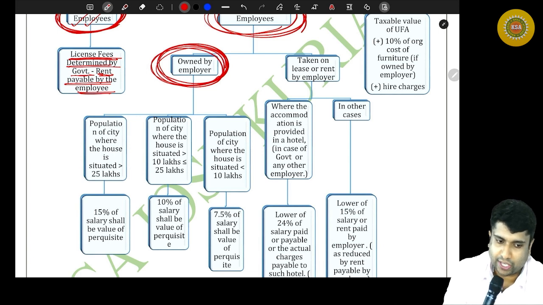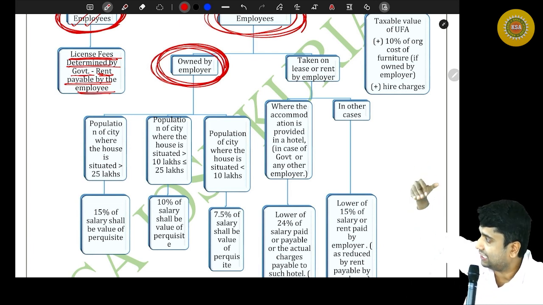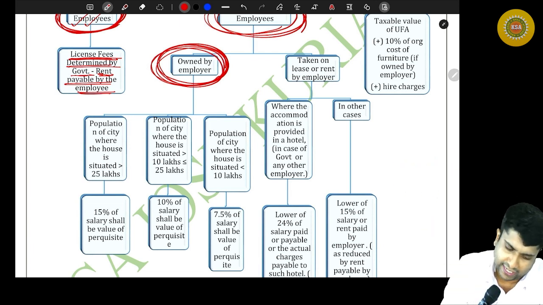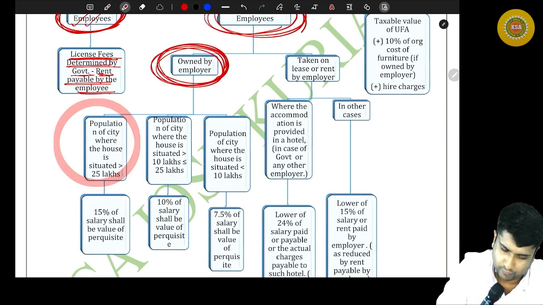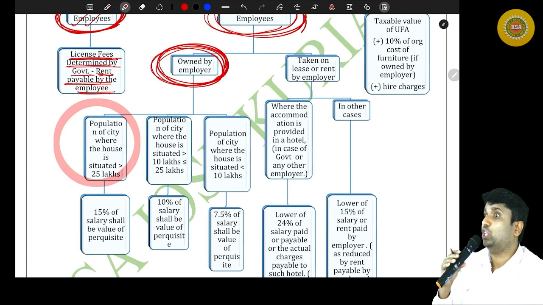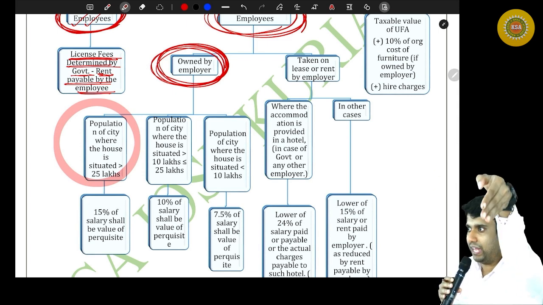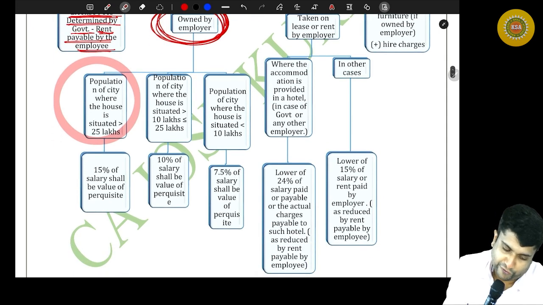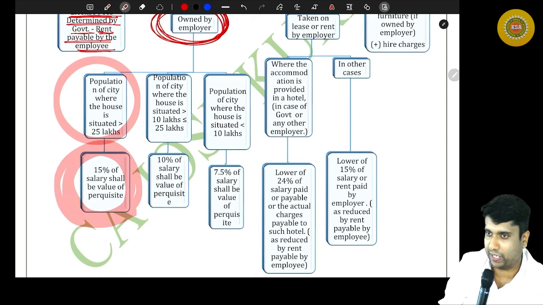If the employer has given a house, then the valuation of the house depends upon the population of the city where the house is situated. So let's understand how to value that particular thing. Can you read the first box? Say the population of the city where the house is situated is more than 25 lakhs. Then how to value? 15% of the salary shall be the value of perquisite. There is no other method.